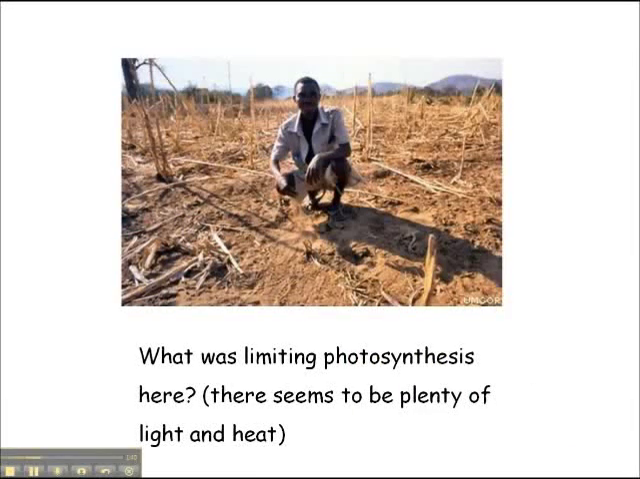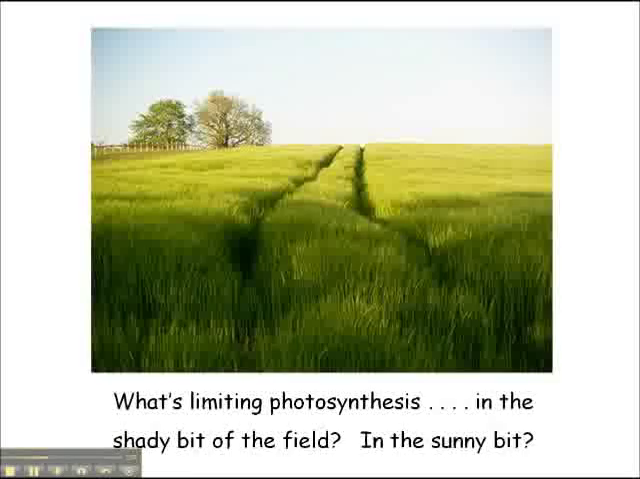What was going on here? There's lots of light, no problem there. It seems warm enough, but of course what we haven't got is enough water. So that's one of the reactants, carbon dioxide and water. There's no water, you haven't got any photosynthesis, you've got no plants. Right, on to the next.